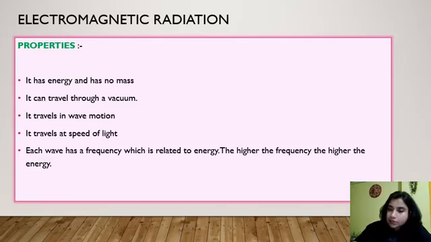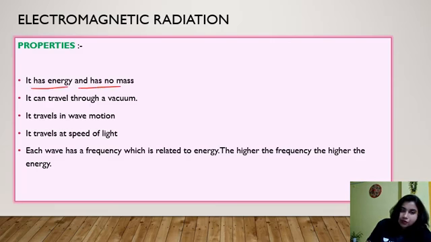Coming to the properties of electromagnetic radiation. If we talk about the properties of electromagnetic radiation, it has energy, no mass. It does not have any mass, only energy. It can travel through a vacuum. Of course, it can travel through a vacuum. That means it does not need any medium.